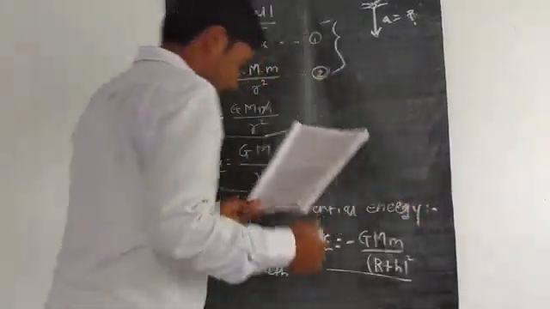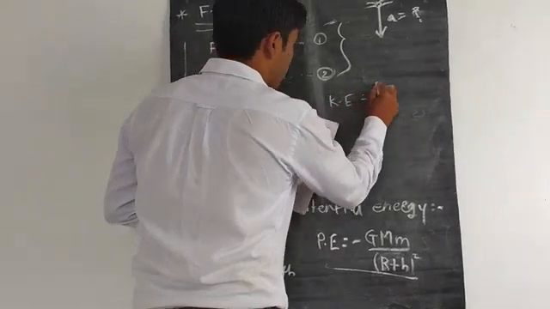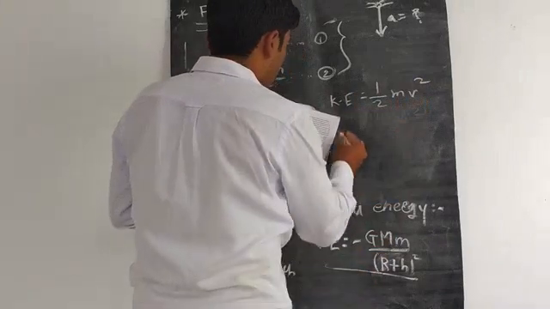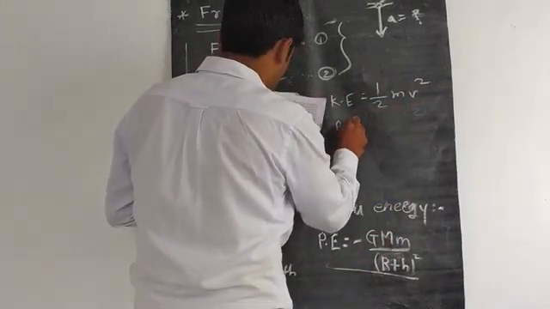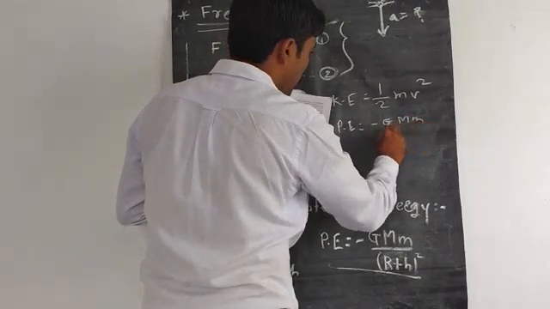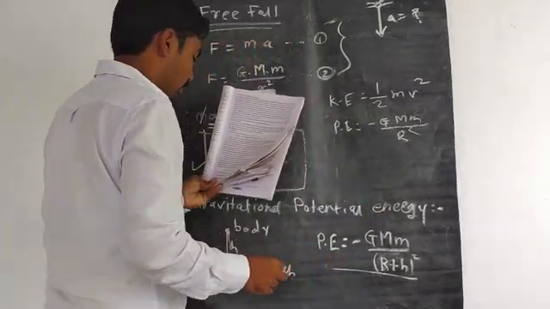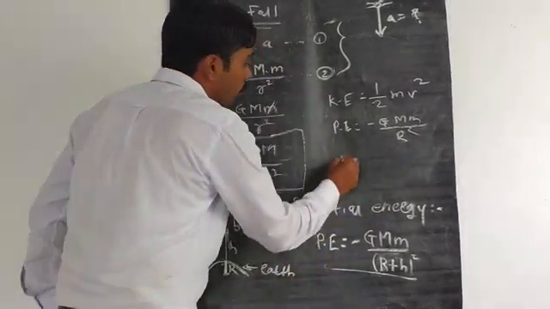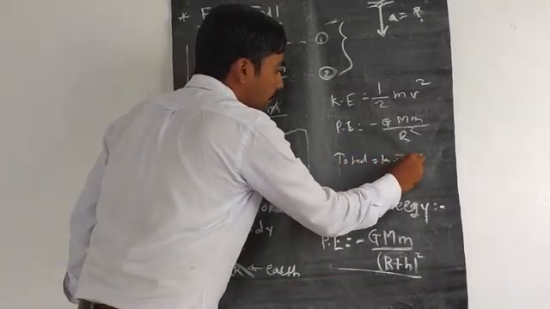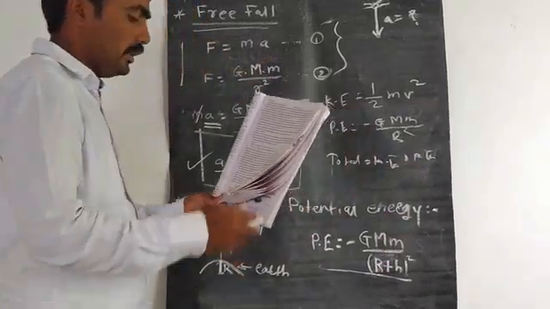First of all, kinetic energy. Kinetic energy is equal to, as you all know, half mv square. K is equal to half mv square. The formula for P, potential energy, we derived: that is minus GMm upon r, minus GMm upon r square. And total energy, that is KE plus P, that is kinetic energy plus potential energy.